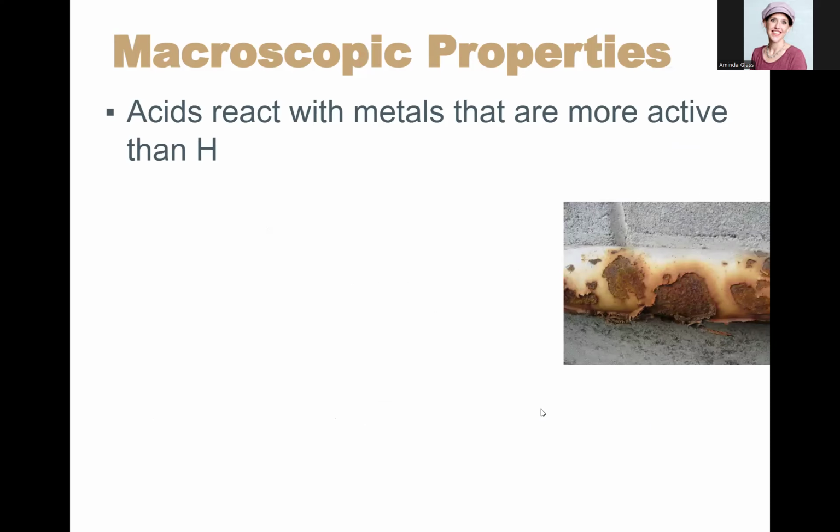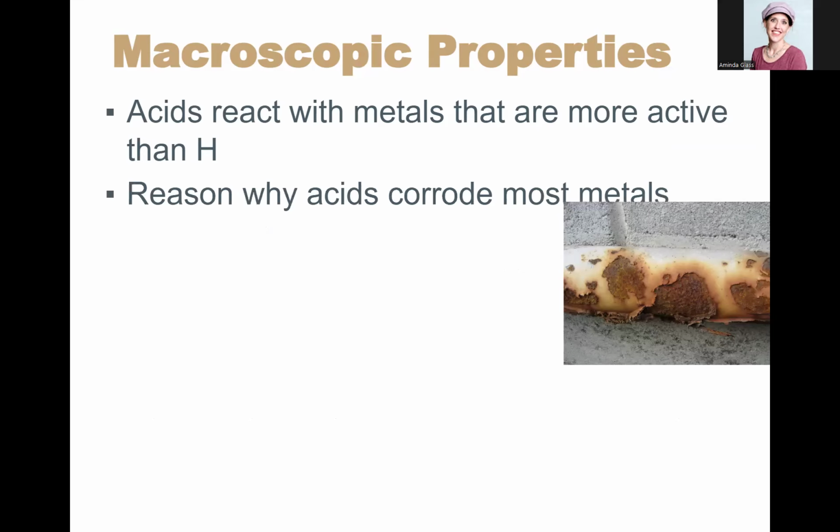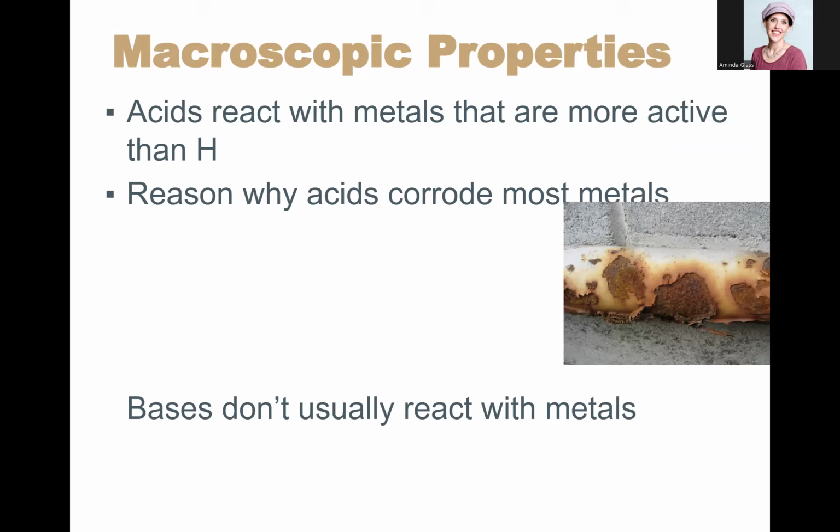Acids react with metals that are more active than hydrogen. And that's why acids will corrode most metals. So here you have a metal pipe, and you can see that it's corroding. And that's because acids react with metals that are more active than hydrogen.